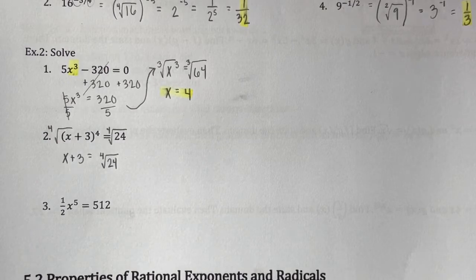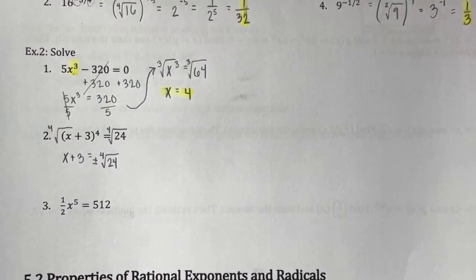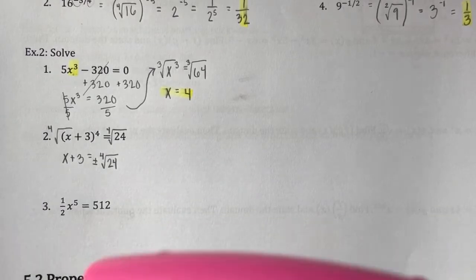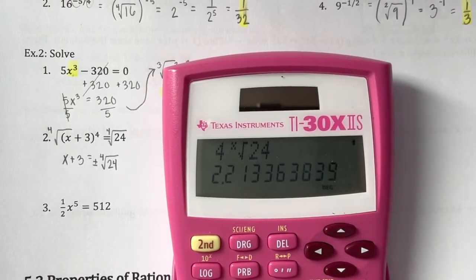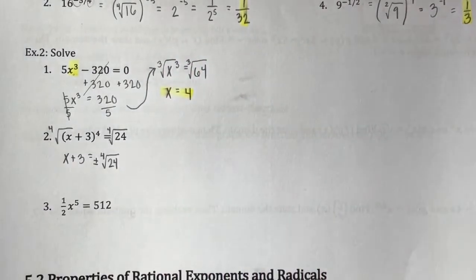But whenever you have an even root, you need to include the positive or negative answer, because even if the 4th root of 24 is a decimal, it's going to be either the positive decimal or the negative decimal. So yeah, the 4th root of 24 is like 2.21 something, but it can also be negative 2.21 something, because a negative times a negative times a negative times a negative would get us a positive. So if you have an even amount of negatives together, you end up with a positive.